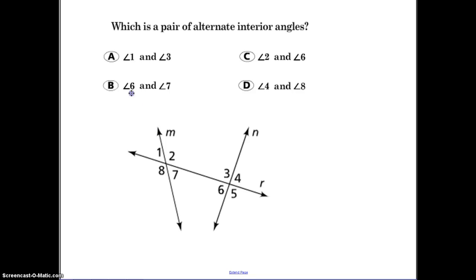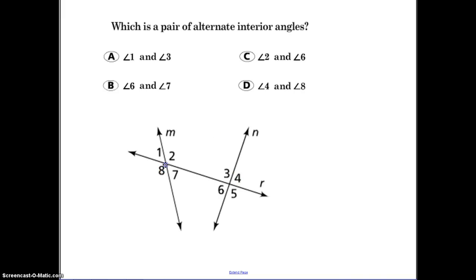Let's look at B, angle 6 and angle 7. Well, these are both interior angles, but they don't alternate sides, so not a good option. Let's look at number D, angle 4 and angle 8. So here's angle 8, here's angle 4. Well, neither one of those are interior, so not a good choice.